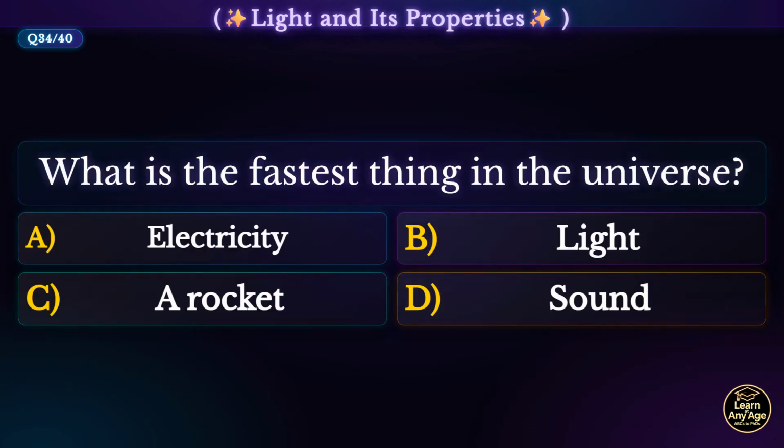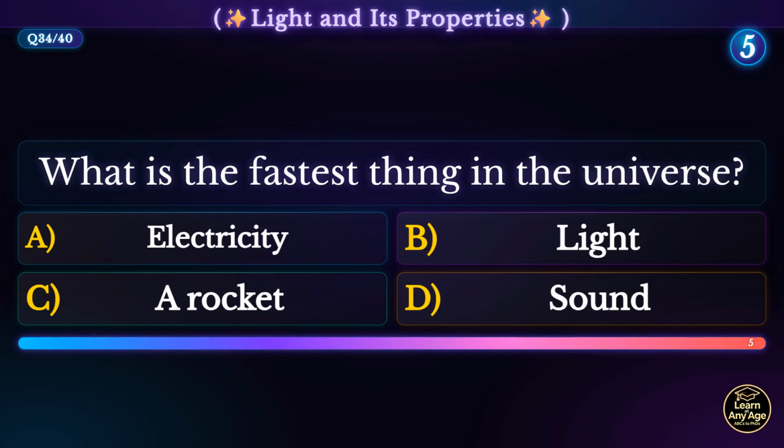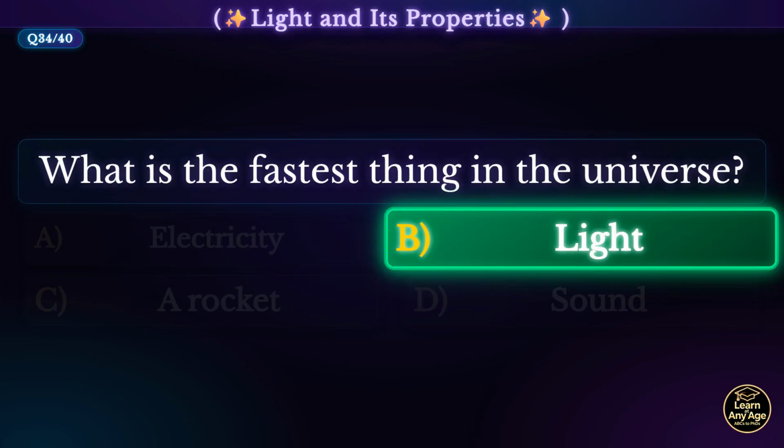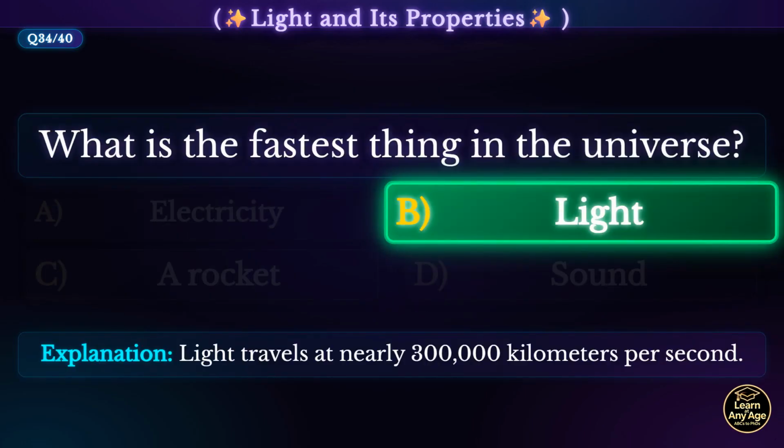What is the fastest thing in the universe? Electricity. Light. A rocket. Sound. Light. Light travels at nearly 300,000 kilometers per second.